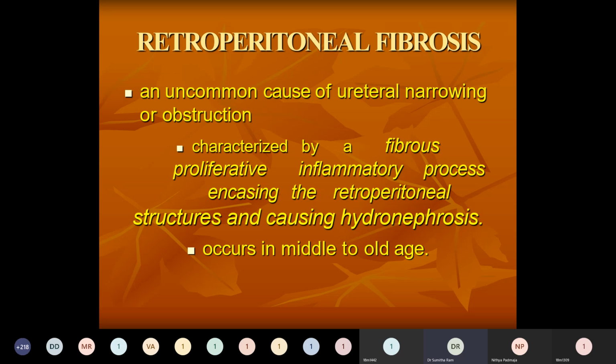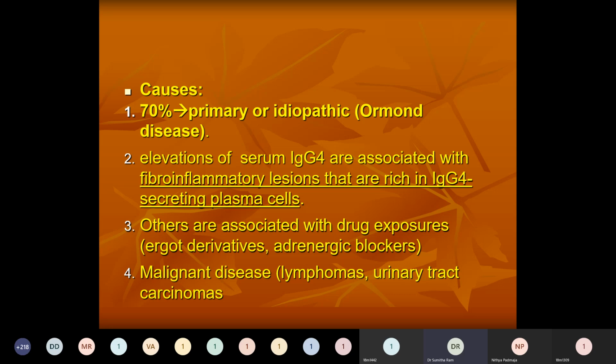It is characterized by a proliferative inflammatory process encasing the retroperitoneal structures and causing hydronephrosis. This occurs in middle to old age, and it is very important to rule out retroperitoneal fibrosis among the other causes of hydronephrosis. 70% of these cases are primary or idiopathic, which is called Ormond disease, and the rest of the cases are related to elevations of serum IgG4, a group of disorders related to fibroinflammatory lesions rich in IgG4-secreting plasma cells. Others are associated with drug exposures like ergot derivatives and adrenergic blockers, and rarely malignant diseases such as lymphomas and urinary tract carcinomas can also produce retroperitoneal fibrosis.